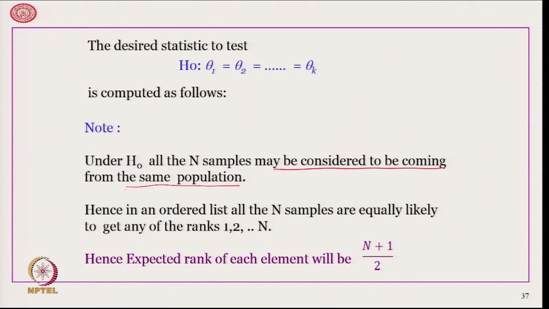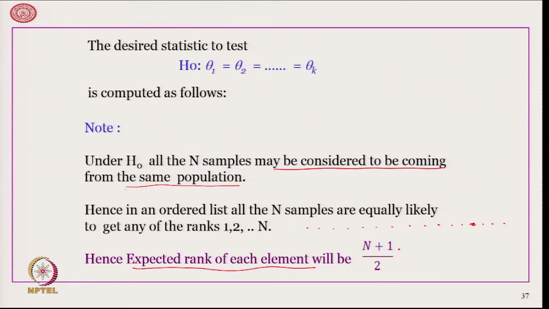Hence, in an ordered list, all the n samples are equally likely to get any of the ranks 1, 2, 3 up to n. That means we are arranging all the capital N many observations in ordered way. Now, if all the distributions are equal, then any one of them can come from any one of the populations. Hence, the expected rank of each element is going to be n plus 1 by 2.